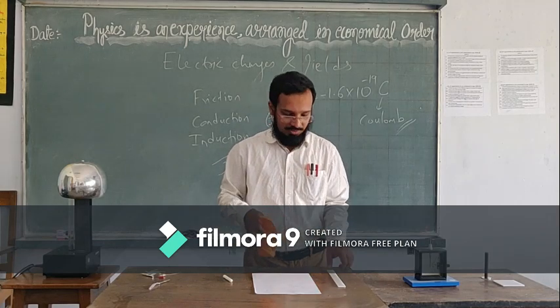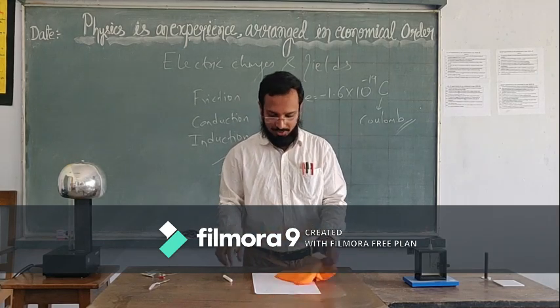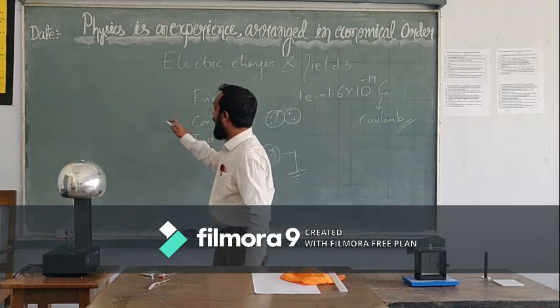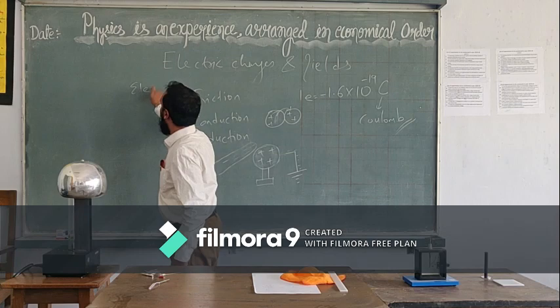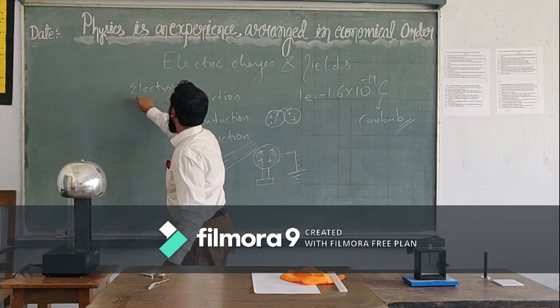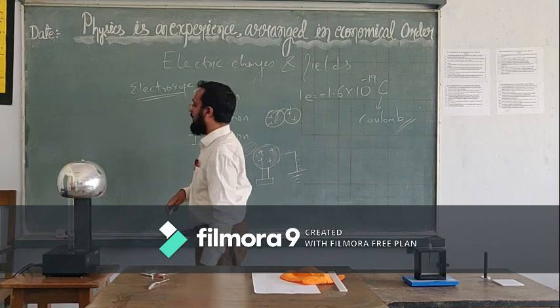Now let us try to see these things practically. The instrument or the device which detects charge is called an electroscope.